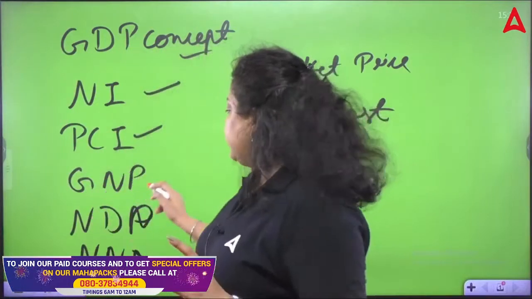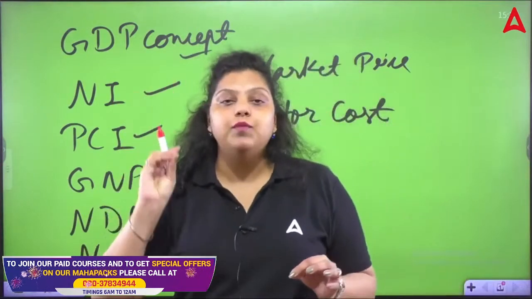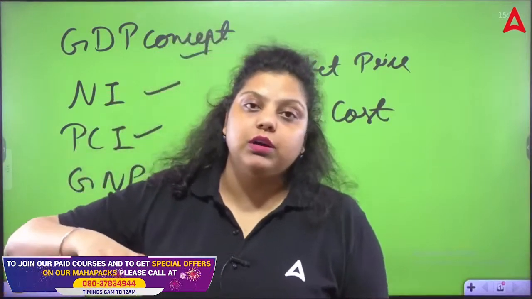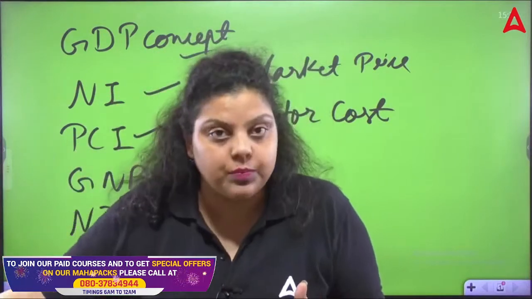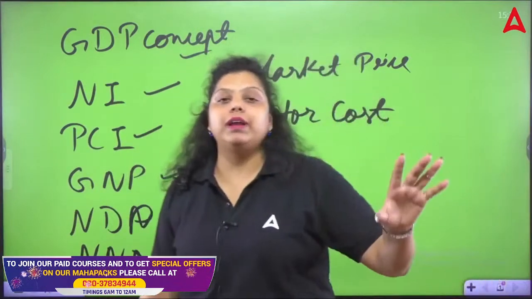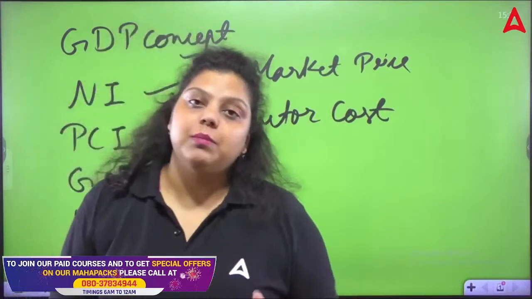Next, what is NDP? NDP is the money value of all final goods and services produced within the geographical boundary of a country minus depreciation. And similarly, NNP means the money value of all final goods and services produced by the citizens of a country in a financial year minus depreciation.